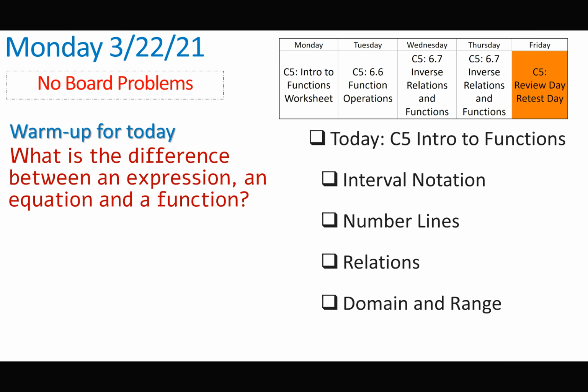Or you could even give me an example of an expression. If I said 2x plus 7, is that an expression or an equation? So if I said 2x plus 7, is that an expression or an equation? It's an expression, okay? So how could I write more to make it look like an equation?